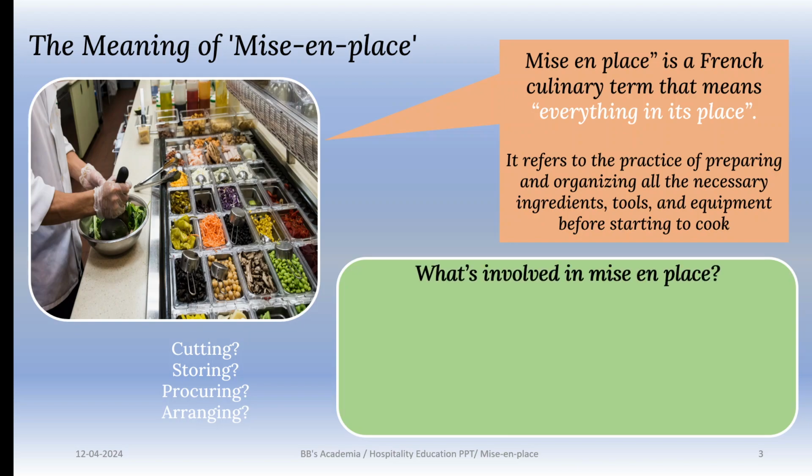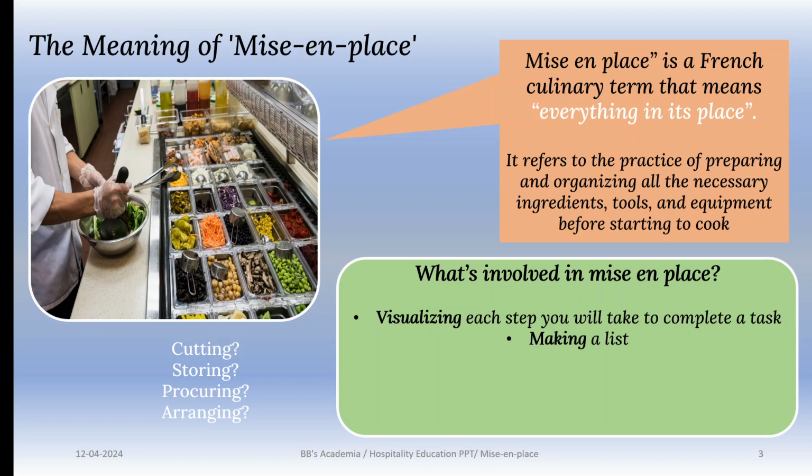What's involved in the mise-en-place then? We can see a few basic things here. One is to visualize each step you will take to complete a particular task. That is, visualization power is very important for mise-en-place. Then of course another one is making a list. That is an artful working style, to make the entire list of what is to be done and how serially and sequentially it will be done. That will be your list in hand.